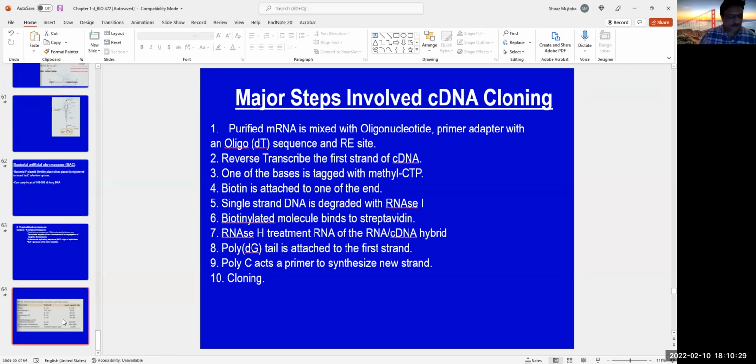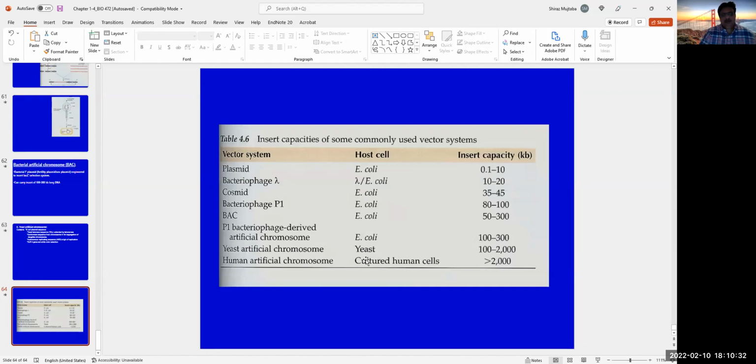So this is the last slide. These are various kinds of vectors. Again, vectors are those agents that carry parasitic agents like malaria or leishmaniasis. But here, when we talk of a vector system, these are the DNA that can carry foreign DNAs. For example, plasmid. Plasmid can be found in E. coli, and has a capacity to insert up to 10 kb. Beyond that, plasmid will not work.